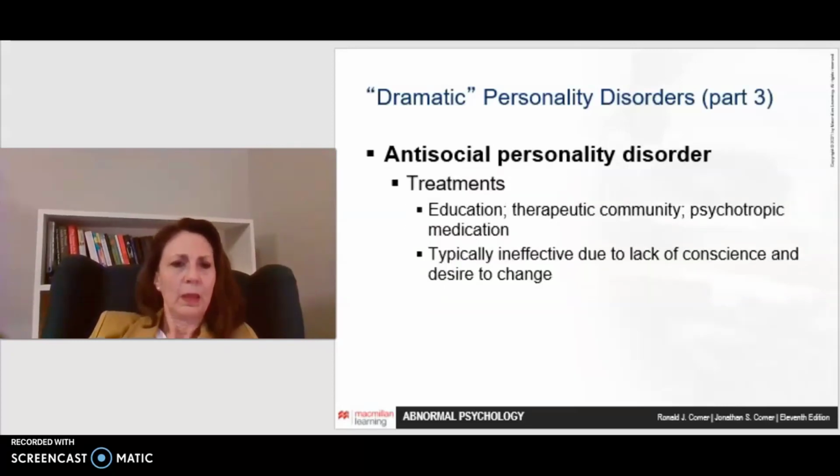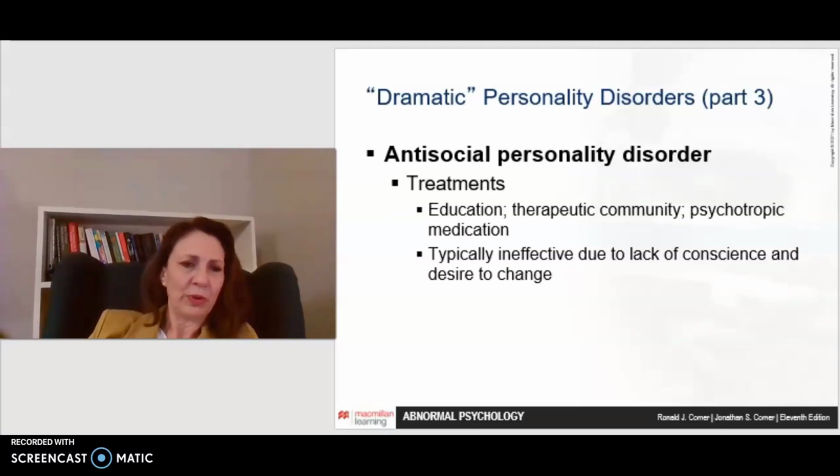Treatments involve education, therapeutic community, and psychotropic medication, and it's typically ineffective because these people don't have a conscience and they lack a desire to change, so they don't even really show up for any kind of treatment unless it's court-ordered most of the time.